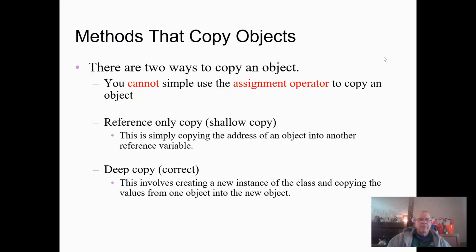All right, copying objects. There are two ways to copy an object. You can't use a simple assignment operator to copy an object, because the assignment operator just points the new variable to the same object. So there are basically a shallow copy and a deep copy. We say the deep copy is correct because a shallow copy can give the client programmer access to the internal objects. And that's not usually desirable.